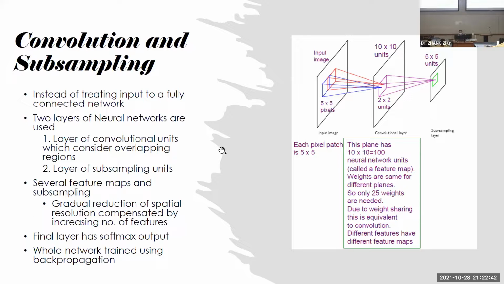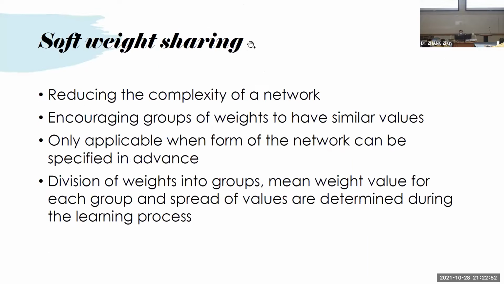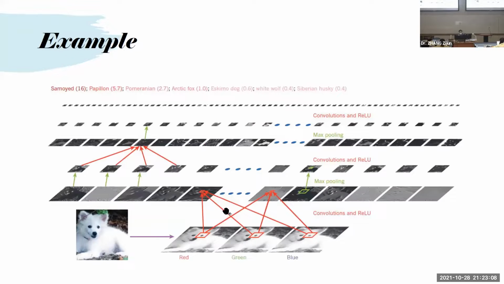In a convolutional neural network, we typically don't use the sigmoid activation function. We typically use ReLU activation, which is a more linear form. Weight sharing, I have already talked about, so I will probably skip that one.